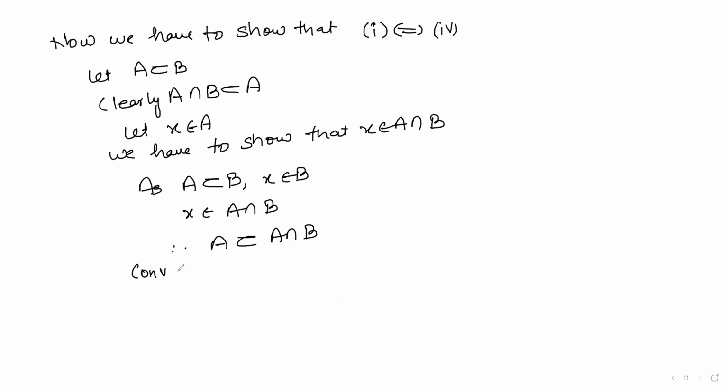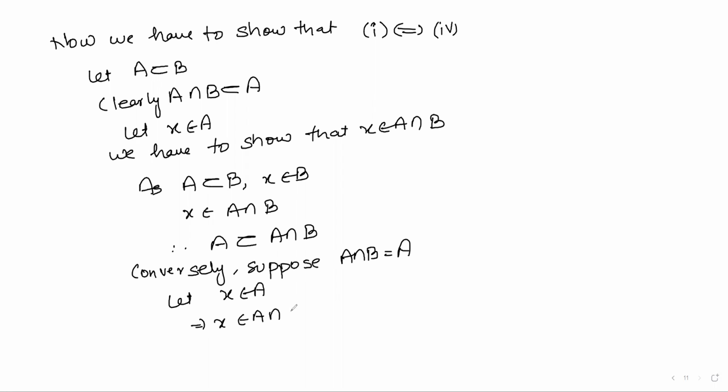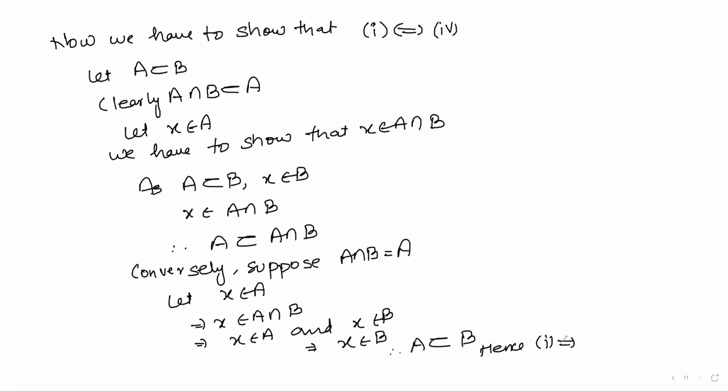Okay, and conversely, suppose A intersection B is equal to A. So let x belong to A. Then x belongs to A intersection B. This implies x belongs to A and x belongs to B. This implies x belongs to B. Therefore, A is a subset of B. Hence, whenever the first is true, then the fourth is true and vice versa.